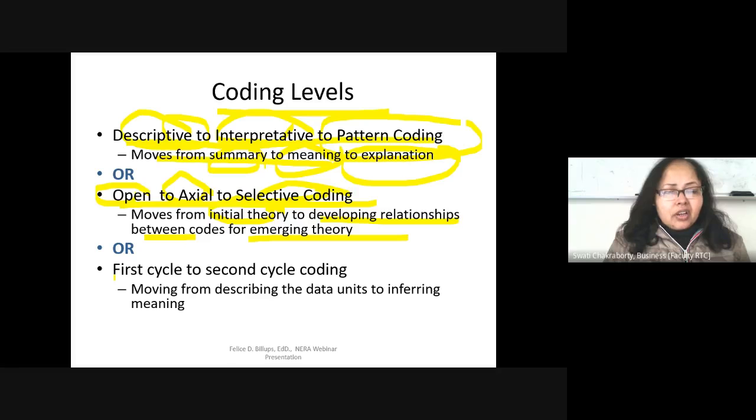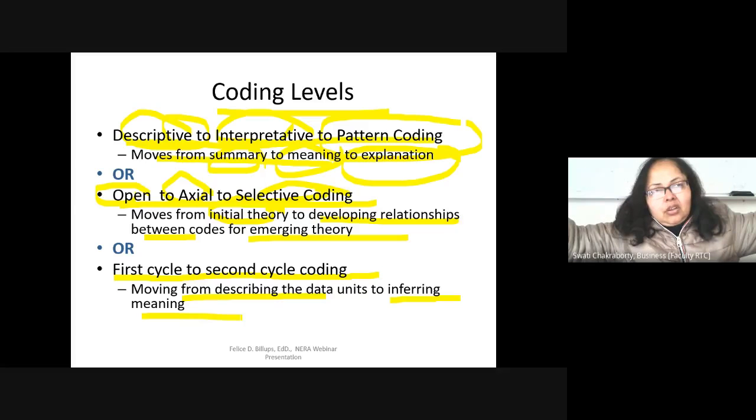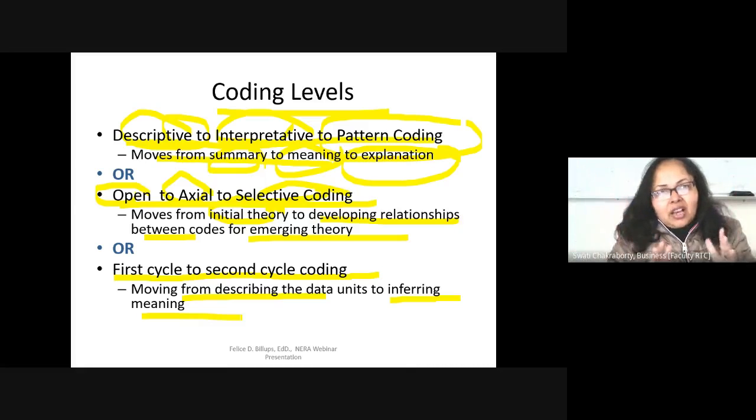Or it could be from first cycle to second cycle coding, that is moving from describing the data units, which is the first cycle, to inferring the meaning, which is the second cycle. So there could be different ways of coding, different coding levels, and you have to go through different levels of coding, from a huge number of codes, then you start refining and coming down to a smaller number.